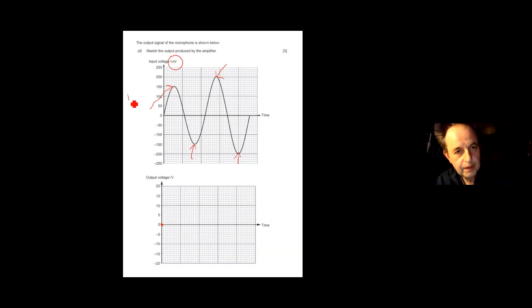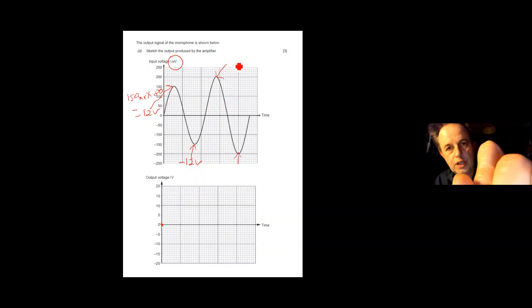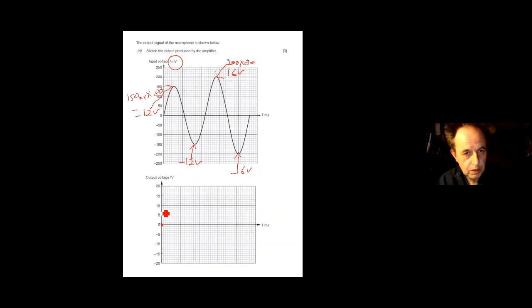Notice the scale. So if I've got 150 millivolts and the gain was 80, then 150 millivolts times 80 will give me 12 volts. Now this one is a minus 150, so that'll give me minus 12 volts. The peak here is 200, so if I take the 200 millivolts and multiply that by 80, that's going to give me 16 volts, which happens to be saturation in this case. There's my 16, minus 16. So if I just pick these points, minus 12, I'm just going to sketch that in. Minus 12 will go down to the minus 12.